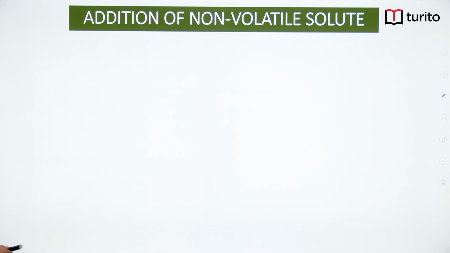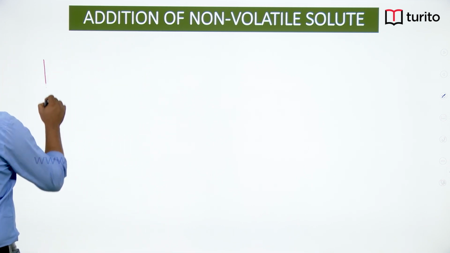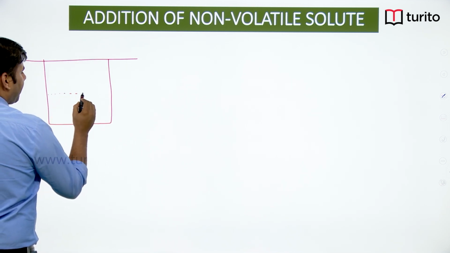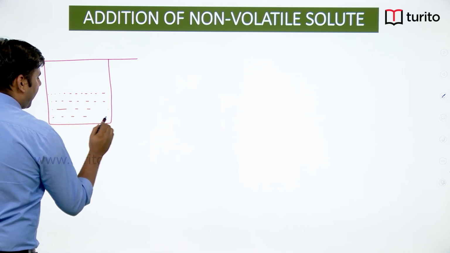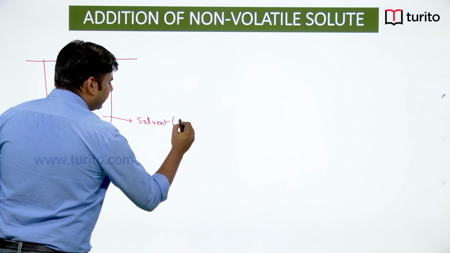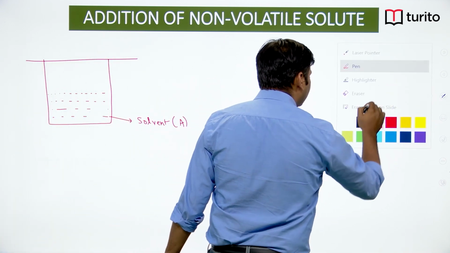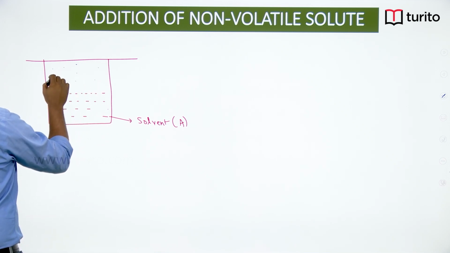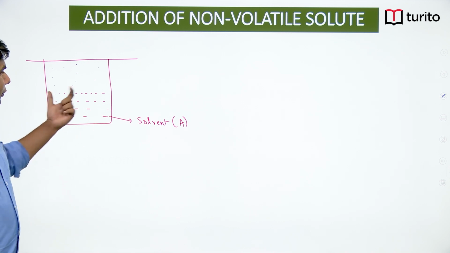Next comes the addition of non-volatile solute. Now I've already told you that if we are having only solvent, which we are calling A, the vapor formed would be only of A, so that would be rich only in A, so we can call the vapor pressure P naught A, that is the vapor pressure of pure solvent.